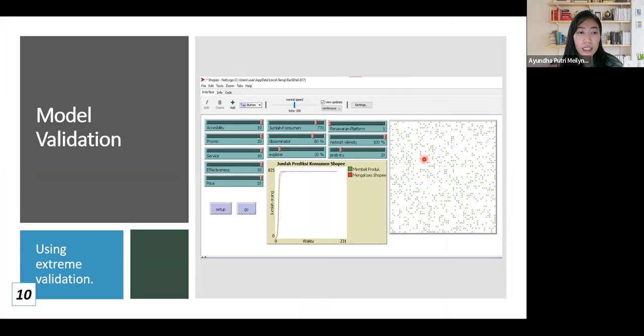And in this study, the model will be validated by using extreme validation. This figure shows that if all parameters are at maximum value, all potential Shopee customers will be interested to buy a product on Shopee. Also, all agent colors are green, which shows the same thing. So the model validation shows that this model can be used for simulating the consumer behavior of potential Shopee customers on the decision to buy a product or not.